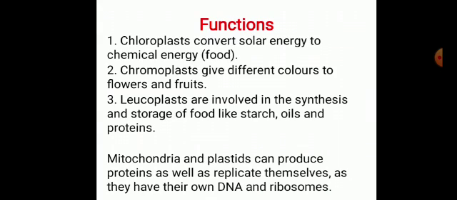Leucoplasts are involved in the synthesis and storage of food like starch, oils and proteins. So three different types of plastids are there: chloroplast, chromoplast and leucoplast. Chloroplast converts solar energy to chemical energy. Chromoplast give different colors to flowers and fruits. Leucoplasts are involved in the synthesis and storage of food like starch, oils and proteins. Is it clear to you all?